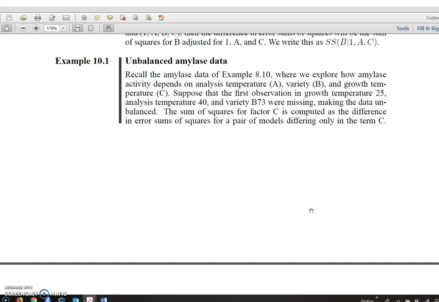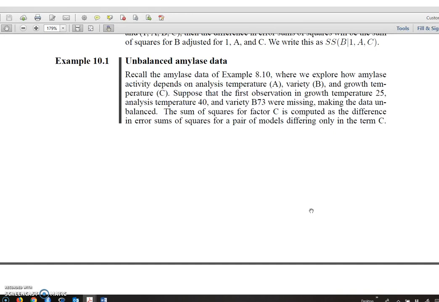Remember that there were three factors in this experiment. There was the amylase temperature, the variety, as well as the growth temperature. We looked at this to look at interactions. This was actually a chapter 9 example that I think we need to touch a little bit more on because this is a really complicated example, I think.